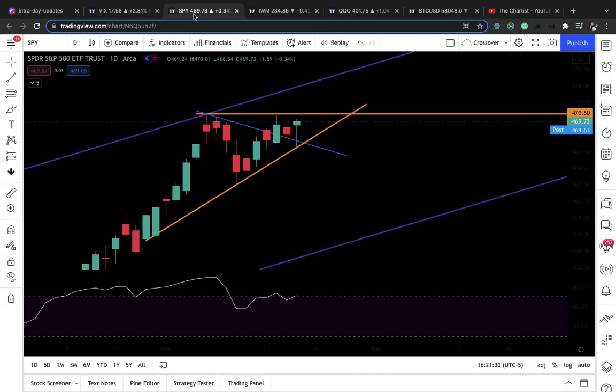Awesome, including myself. I took profit about 10-15 minutes before the market closed. All right, I was very happy. No need to let greed take over. Okay, so the ascending triangle is still intact.